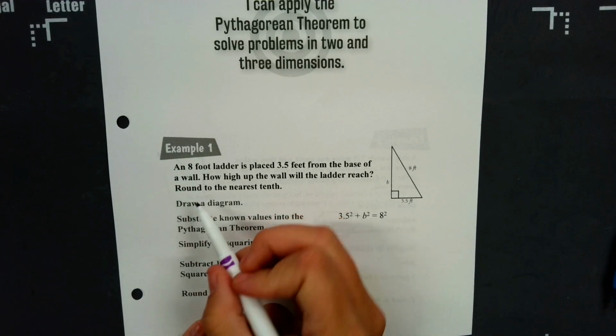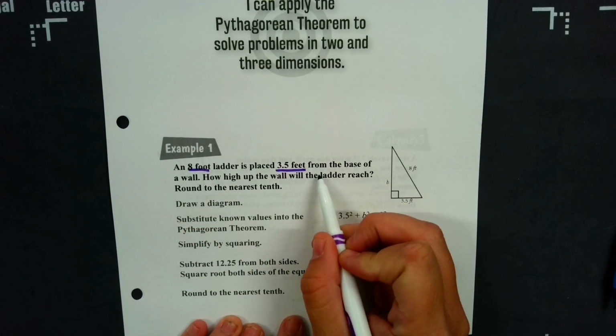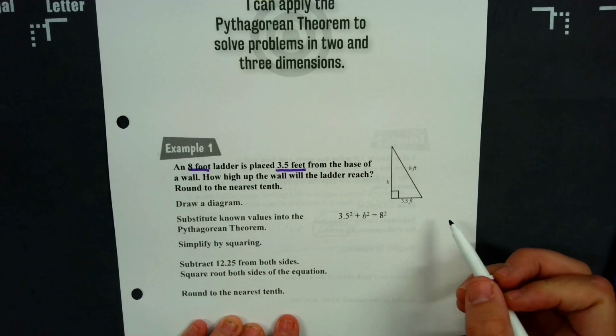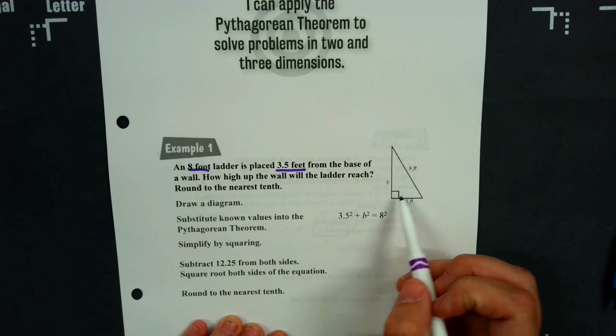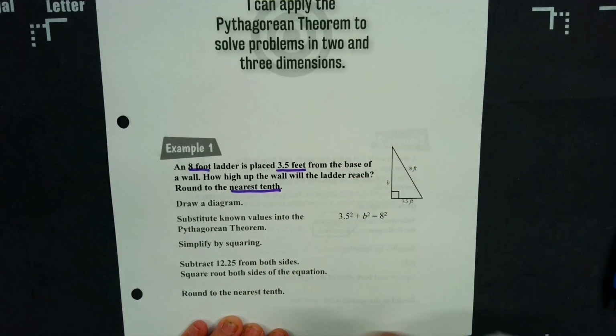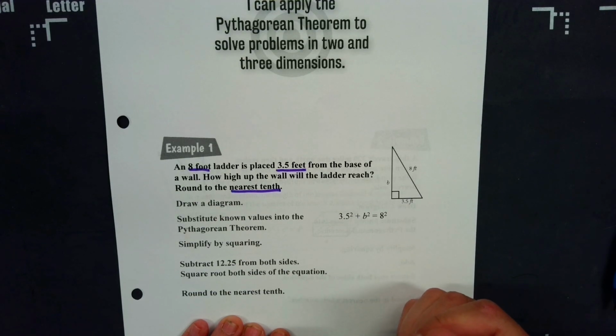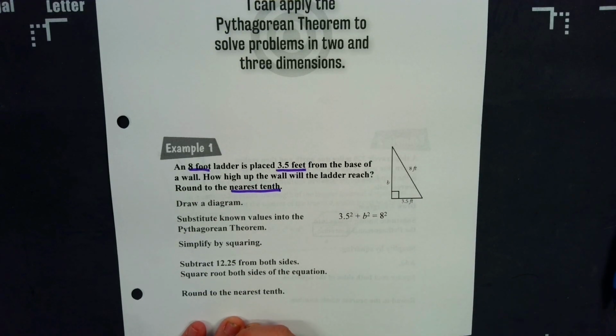Okay. An 8-foot ladder is placed 3.5 feet from the base of a wall. How high up will the ladder reach? Round to the nearest tenth. Since we're talking about a story problem, we are going to round. Because does it make much sense if I say, oh, it'll reach up 2 to the square root of 6 feet? Does that make sense? No. But if I say 33.2 feet, does that make more sense?